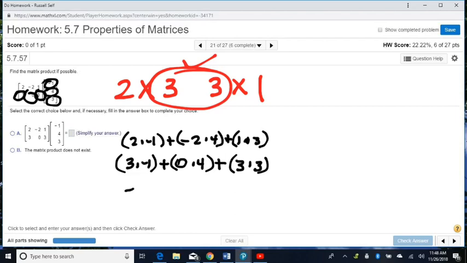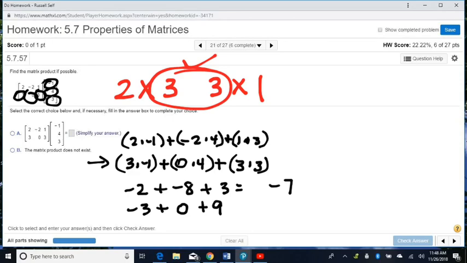2 times negative 1 is negative 2, plus 2 times negative 4 is negative 8, plus 1 times 3 is 3. Okay, and negative 2 minus 8 is negative 10, plus 3 is negative 7. Now we'll do the bottom one, the second one. 3 times negative 1 is negative 3, plus 0 times 4 is 0, plus 3 times 3 is 9. Combine all of those, which is just 9 minus 3, which is 6. And that is our answer.